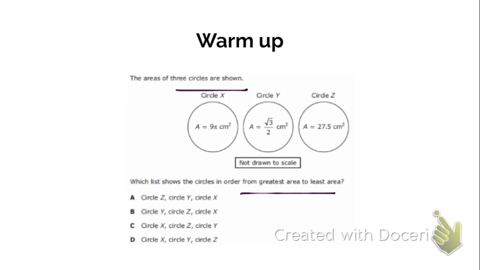So in order to order them from greatest to least, we have to be able to rewrite them. So we have 9 pi, the square root of 3 divided by 2, and 27 and 5/10. Well, 9 pi means 9 times pi.